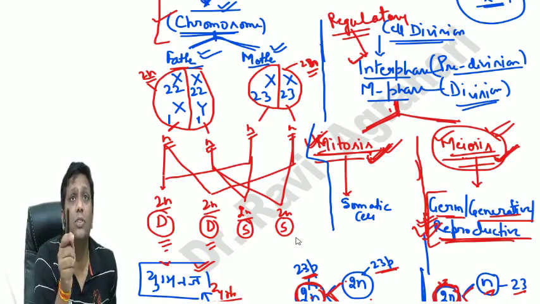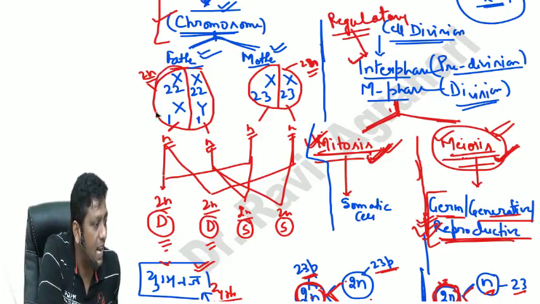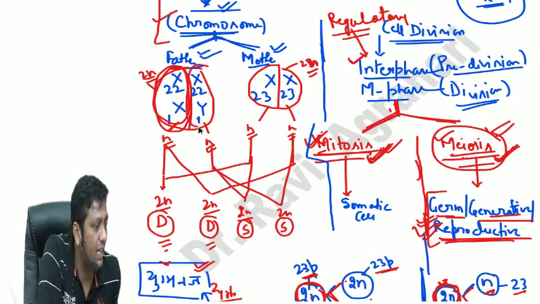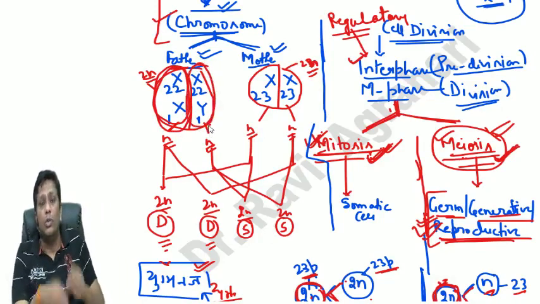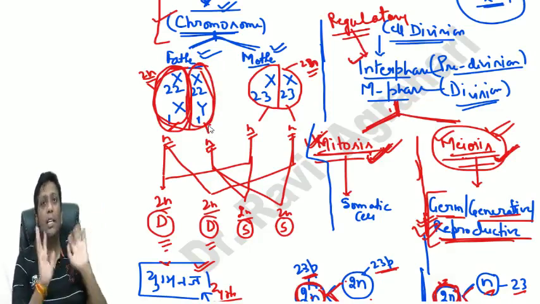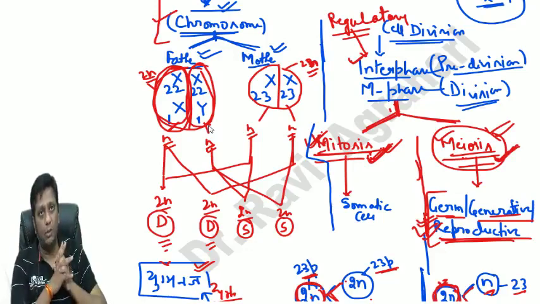The son and daughter is totally determined by the father. If from the father's side this entire set comes in the sperm, it will be a daughter. If from the father's side this entire set comes in the sperm and Y is there, then it will be a son. So son and daughter are totally based on the father. Mother is not responsible for anything. It will be a son or daughter, only the father is responsible.